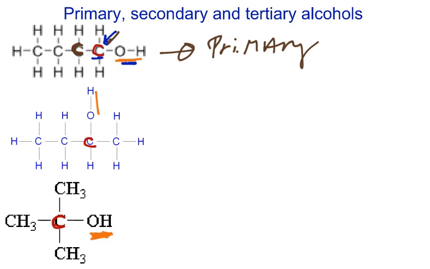The second example in the middle, we have our carbon again in the center, which is attached to this OH group. We ask ourselves how many more carbons are attached to this carbon. There's one here and one here directly. So that gets us the name secondary.